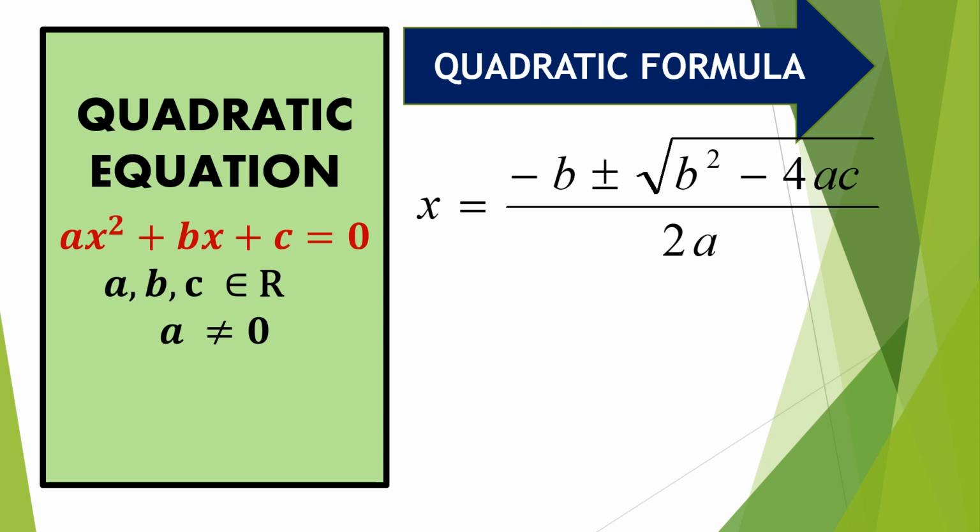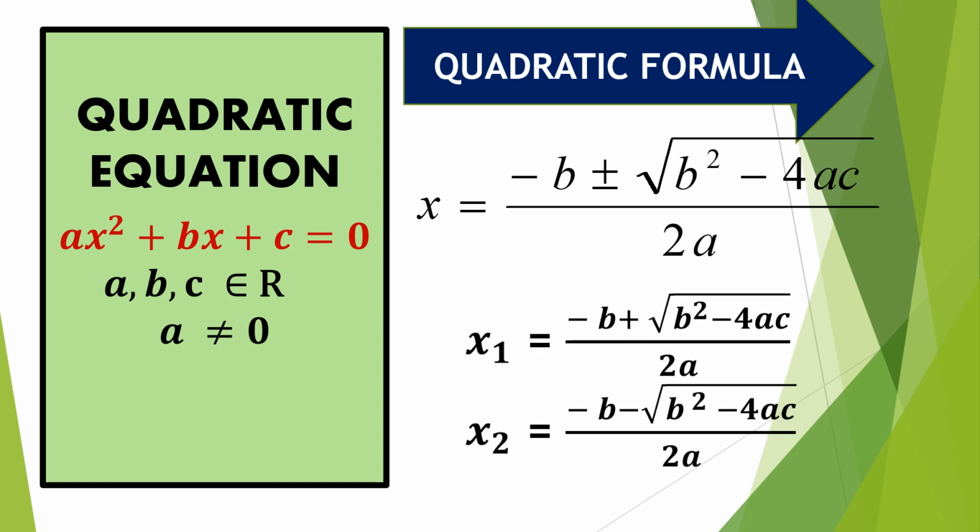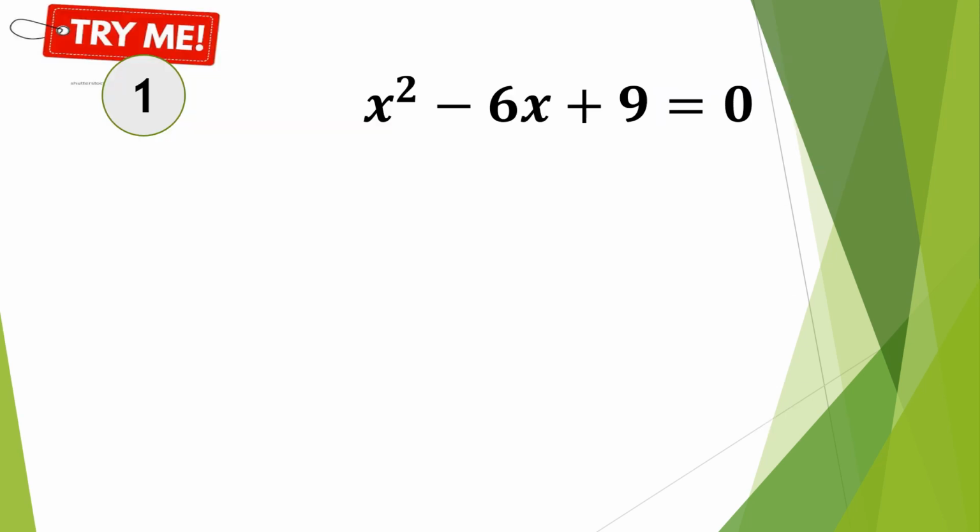And thus, we'll be obtaining two roots, which are x of 1 is equal to negative b plus the square root of b squared minus 4ac all over 2a, and the other one is x of 2 equals negative b minus the square root of b squared minus 4ac all over 2a. So the first one is known as the positive root, and the second one is known as the negative root. Now let's try recalling these ways by giving you an example.